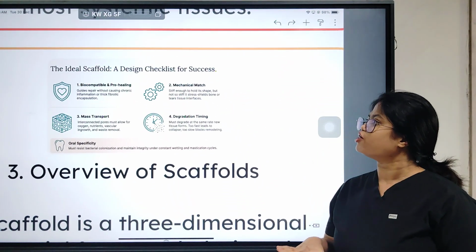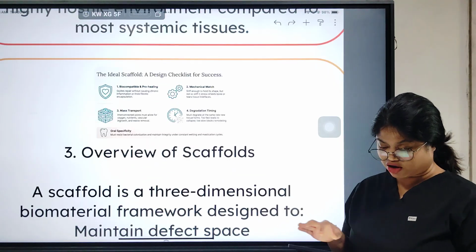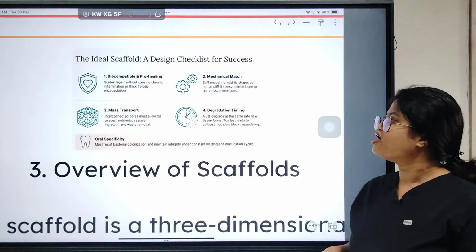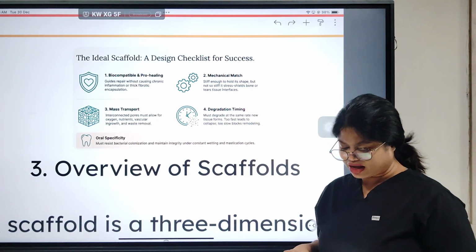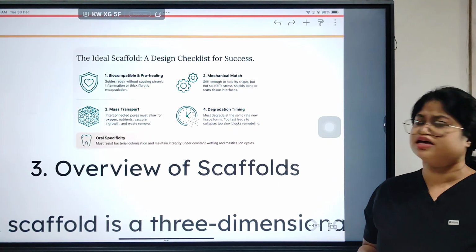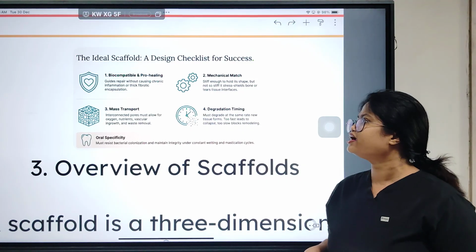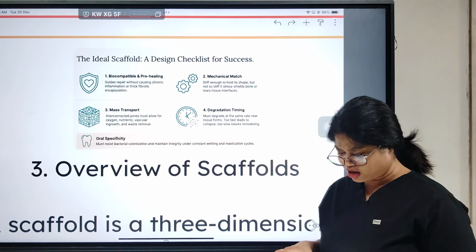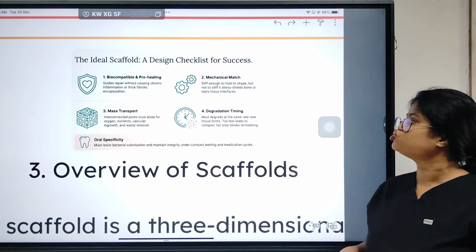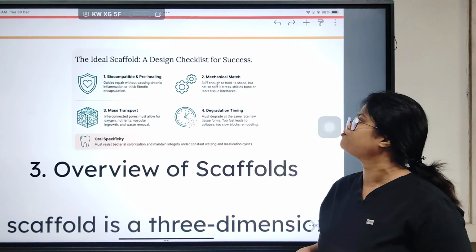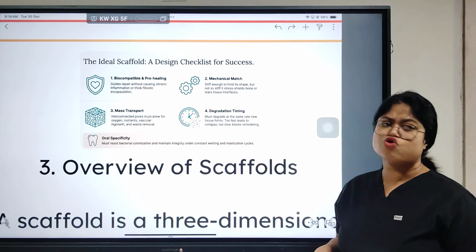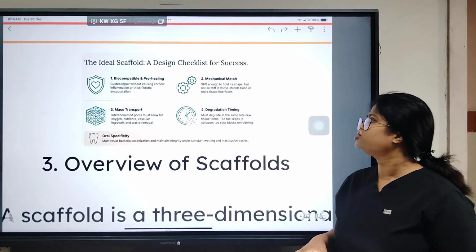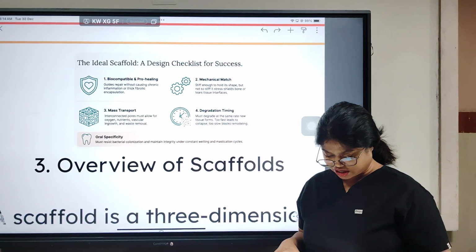This is the ideal biocompatible design checklist for scaffolds. The scaffold should be biocompatible, that is, it guides repair without causing any chronic inflammation or degradation, or without undergoing fibrotic encapsulation. Second is the mechanical match, which matches the strength of the material, stiff enough to hold the shape and design, and it acts as a stress shield mechanism for bone tissue regeneration.